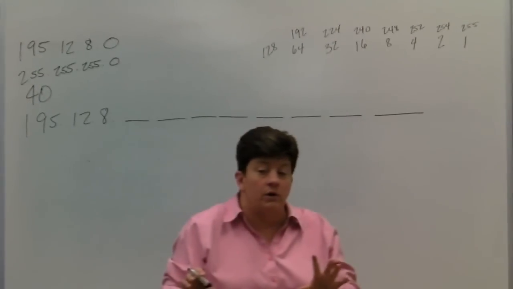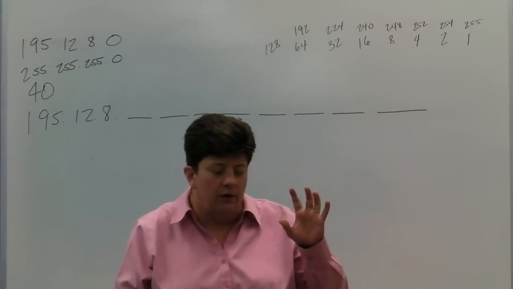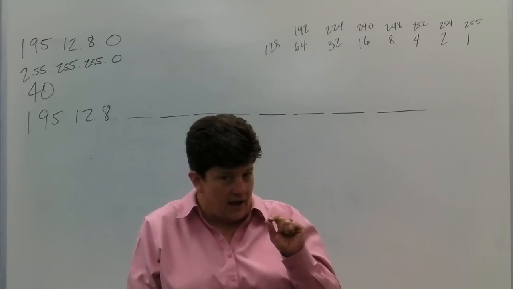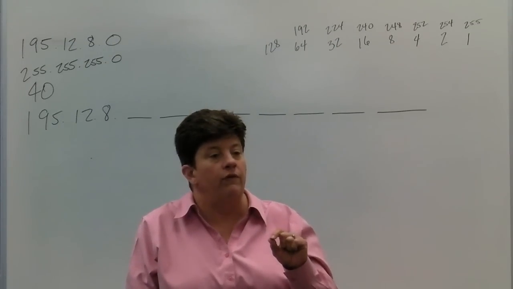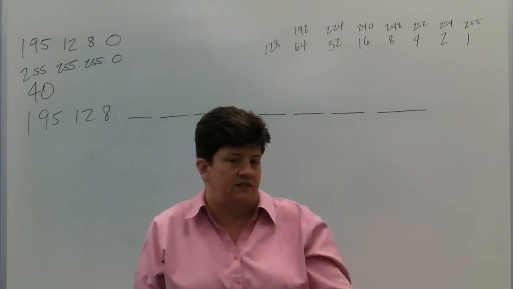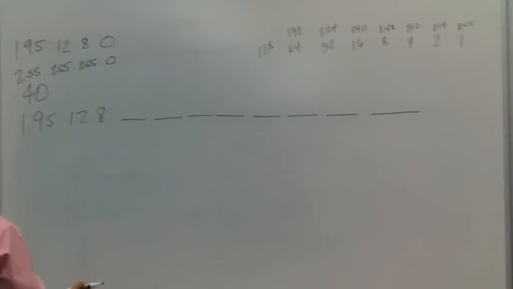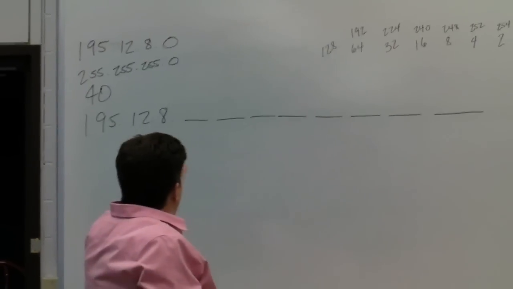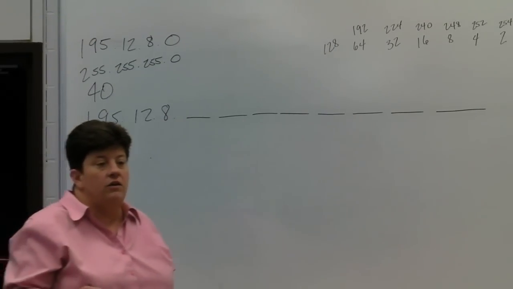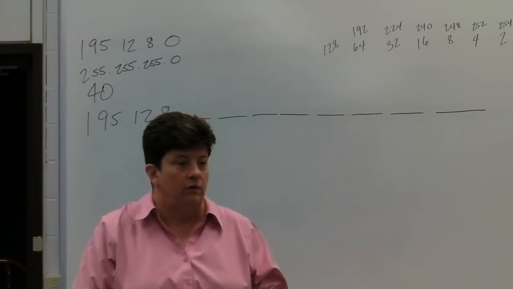Alright, now let's do a Class C. Remember that I told you, be careful about assuming the broadcast address is always going to be 255 in the last octet. That is not true in a Class C subnetted address. We got to be careful about that. So we have this Class C address, 195.12.8, and you come to me and you say, I need 40 hosts.